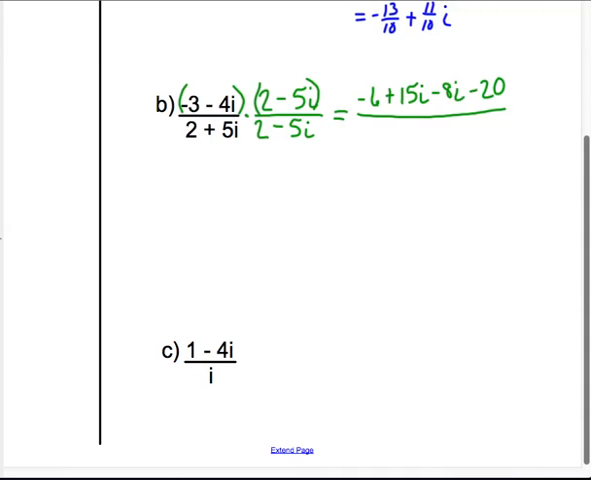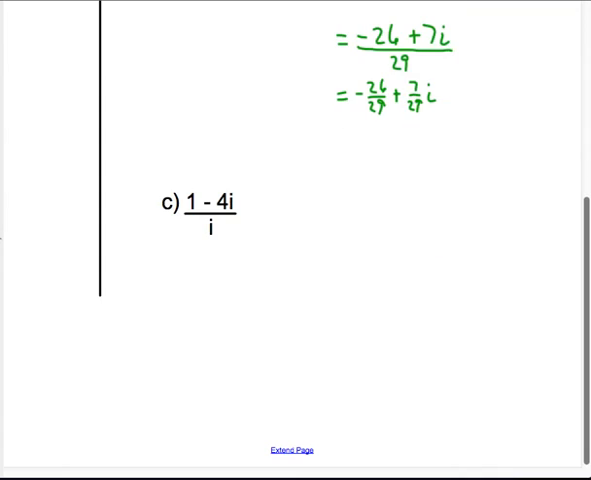In the denominator, 2 times 2 is 4. Those middle terms are going to cancel. 5i times negative 5i is negative 25i squared, the i squared makes it a positive 25. So when I simplify my numerator, I have negative 26 plus 7i. And in my denominator, I have 29. So again, to write that in standard form, I'm going to split that up into two fractions, negative 26 29ths plus 7 29ths i.